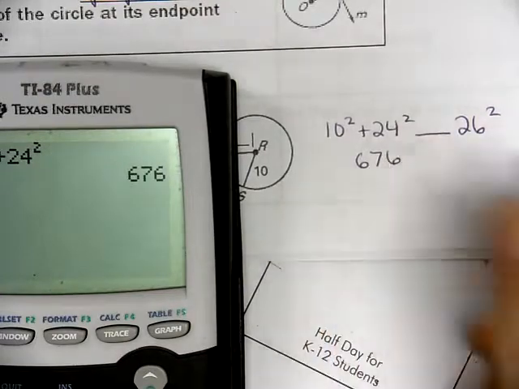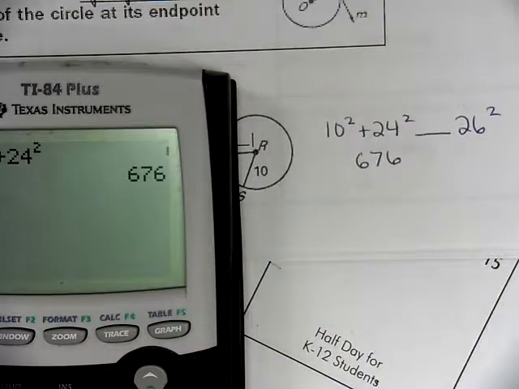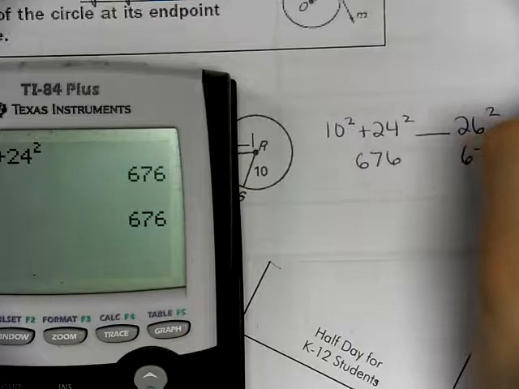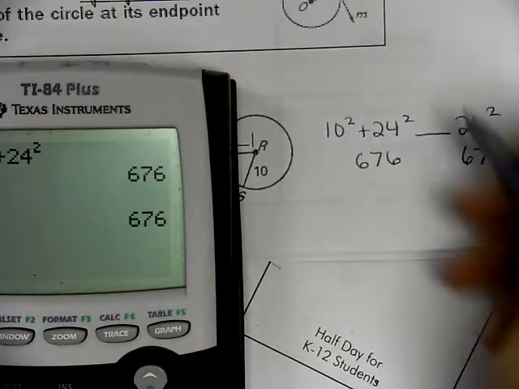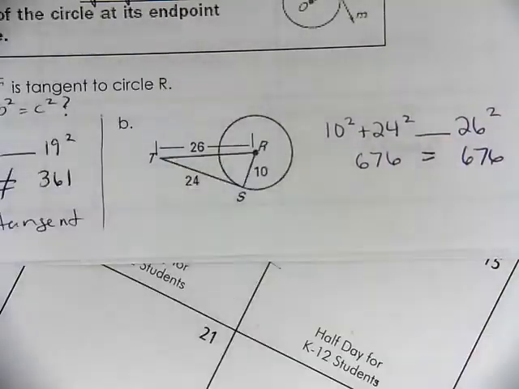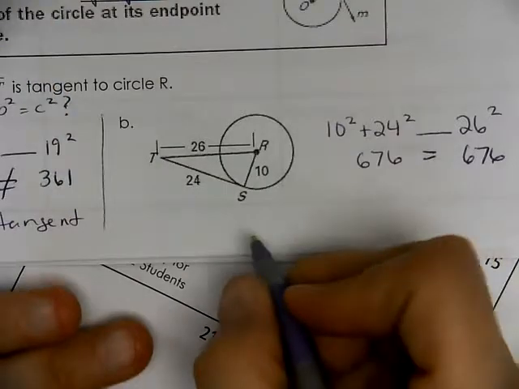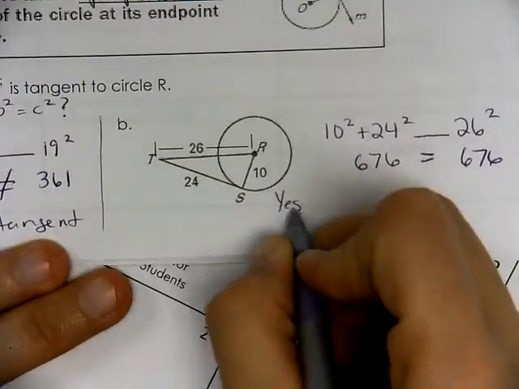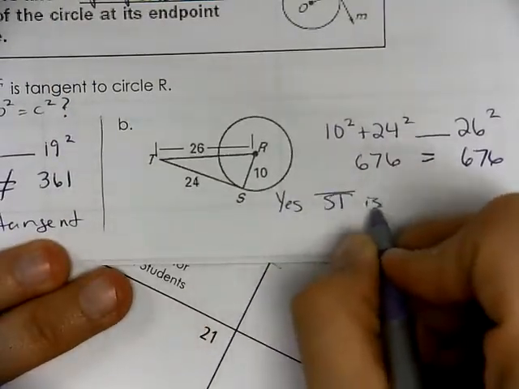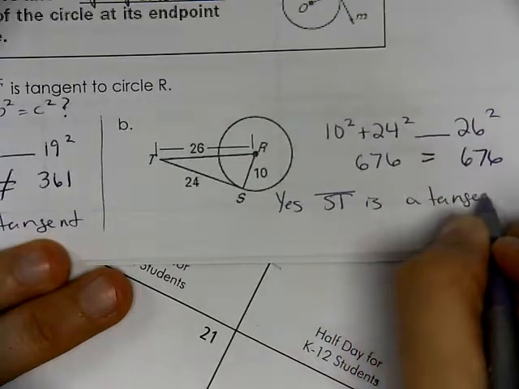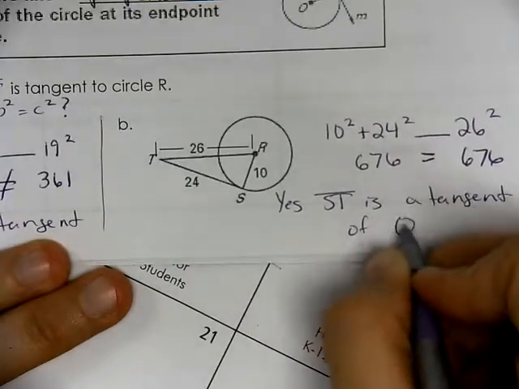This is 676. 676, thank you. So these are equal. So now we can say yes, ST is a tangent of circle R.